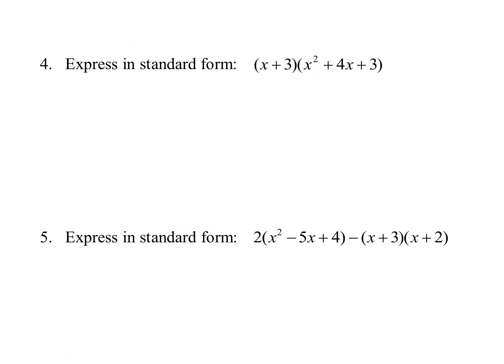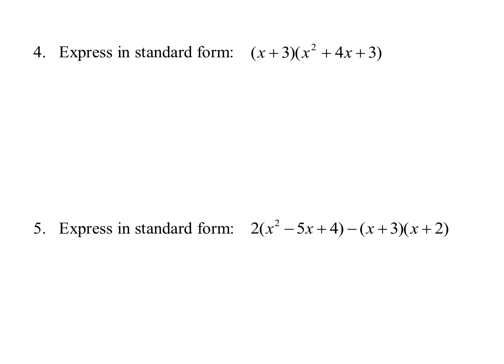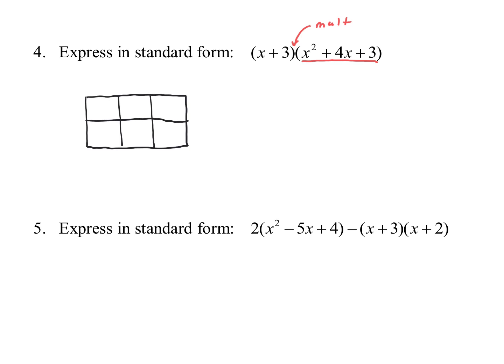Question 4 says, express in standard form. So I see parentheses and I see no sign in between them, so we have to multiply. But this one has 3 terms. Terms are just connected by plus or minus signs. I call them blobs almost because they're just numbers and variables connected by plus or minus signs. So in this case, I'm going to just go ahead and draw a box, but a larger box. The reason why is because I have a larger polynomial.